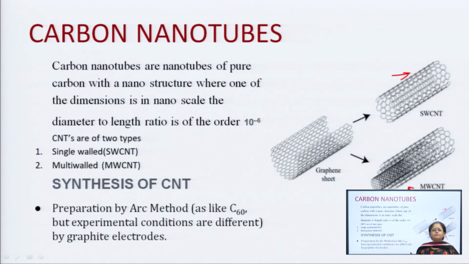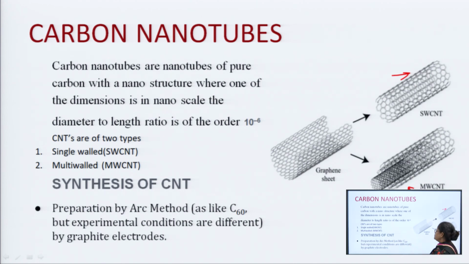So, how do we prepare them? How do we synthesize these carbon nanotubes? Okay? So, the preparation is by the arc method, just like in carbon 60, that was one of the ways I mentioned there also, that the slightly larger fullerenes apart from carbon 60 can be carbon 70, carbon 80 and so on, they are more like nanotubes themselves. But okay, the experimental conditions over here are a little different. Why? Because we need a larger number of carbon atoms to prepare a nanotube.